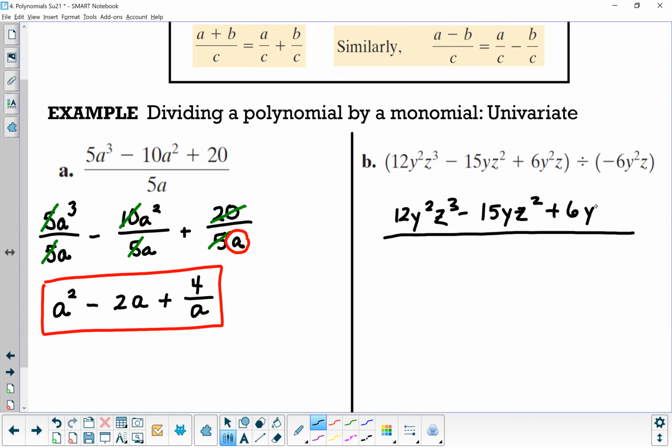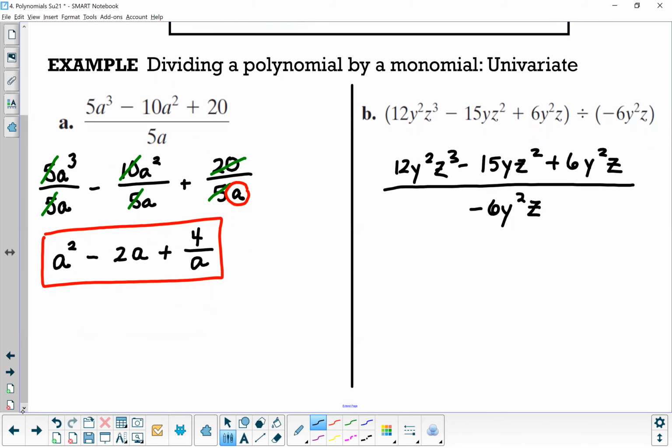And then we have divided by negative 6y squared z, so we can put that in our denominator. And as you can see here, we're set up the same way as we did in part A. And so again, the best way to tackle this question is really just to write three fractions and then to reduce the individual fractions. And since we have some signs that we want to simplify, I'm going to do that now too. So starting with the 12y squared z cubed divided by the negative 6y squared z.